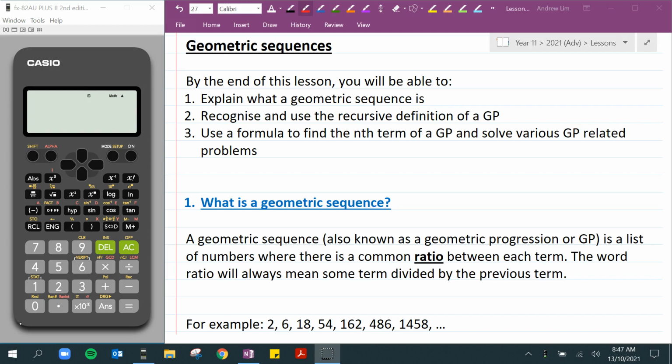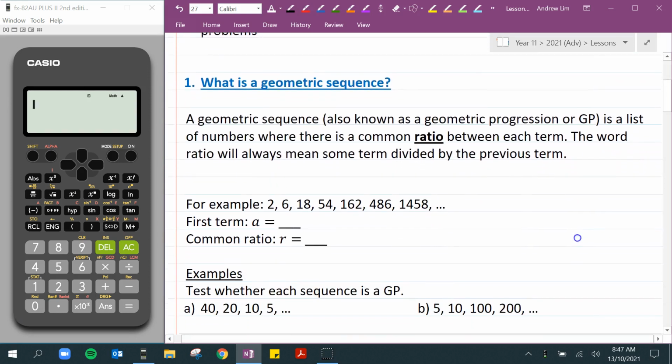So by the end of this lesson, you'll be able to explain what a geometric sequence is, which I will refer to as a GP, or geometric progression, which is the same as a geometric sequence, recognize and use the recursive definition of a GP, and use a formula to find the nth term of a GP, and solve various GP-related problems. So what is a geometric sequence?